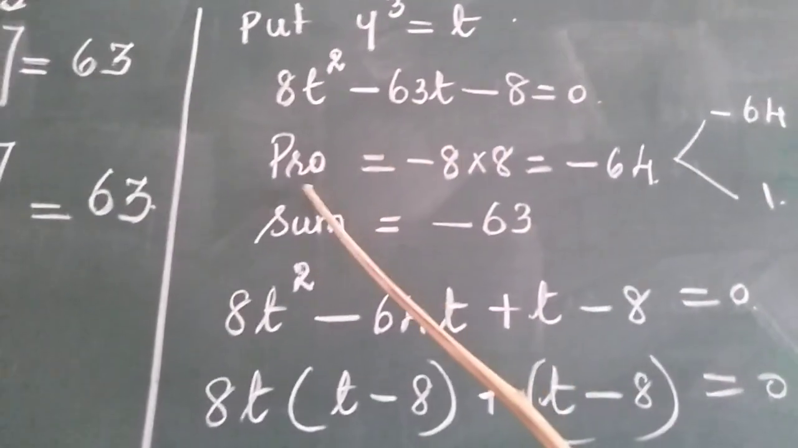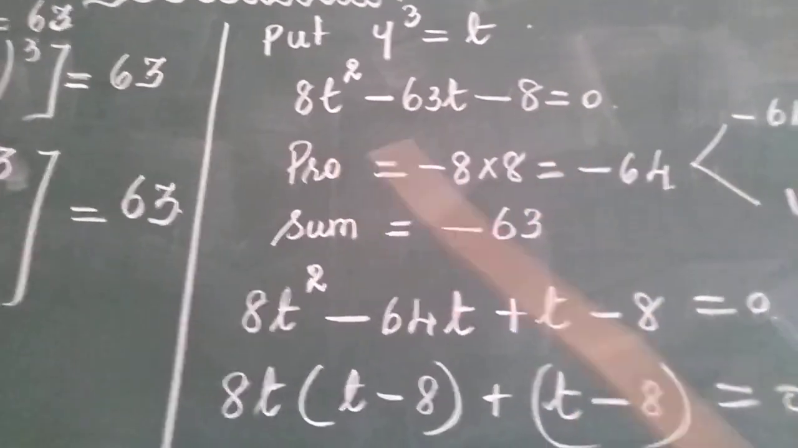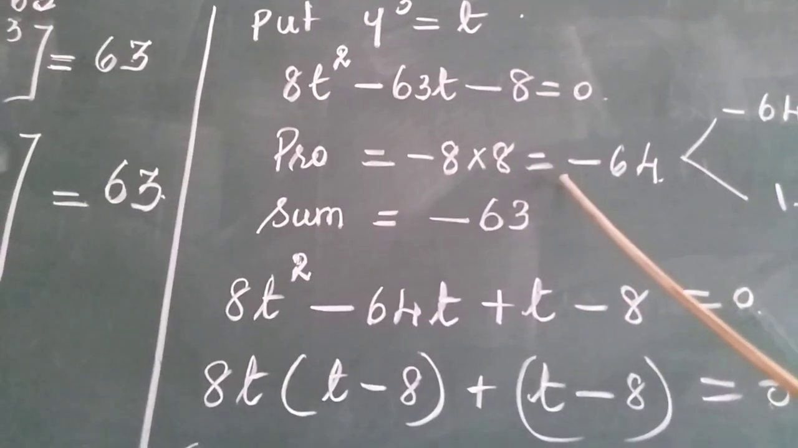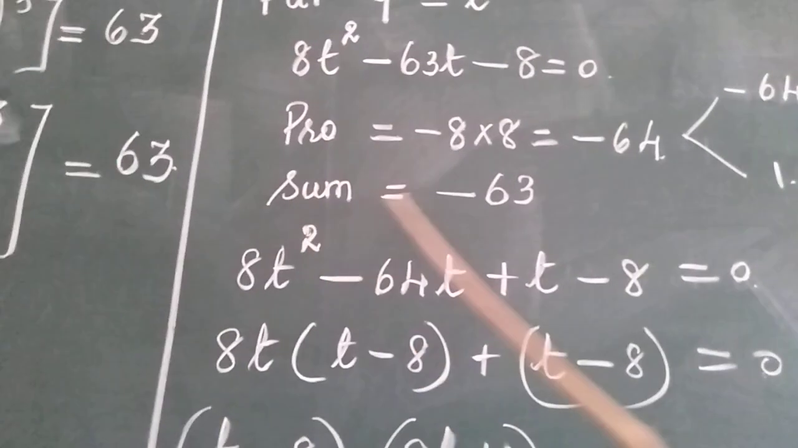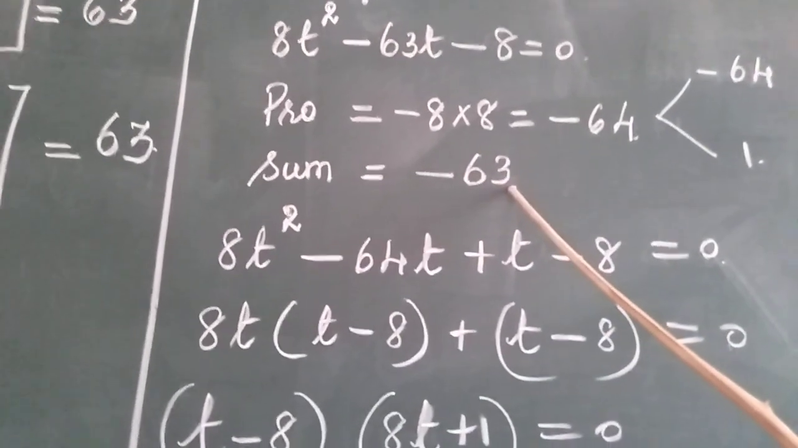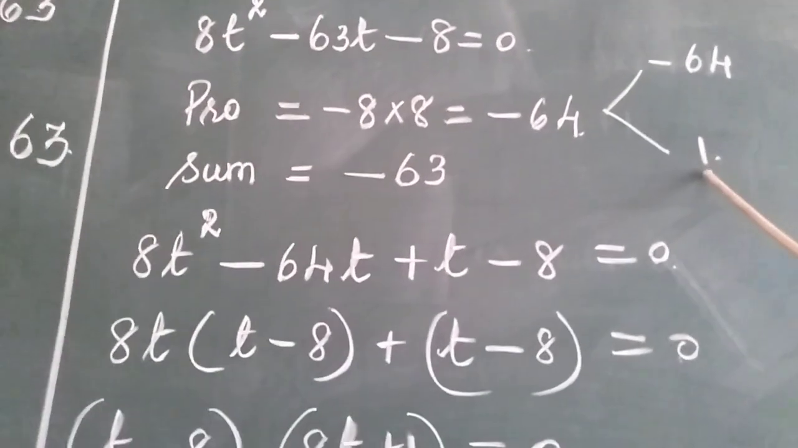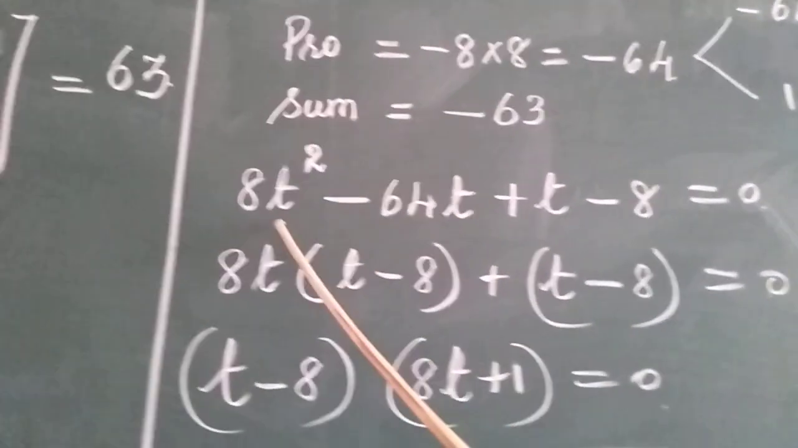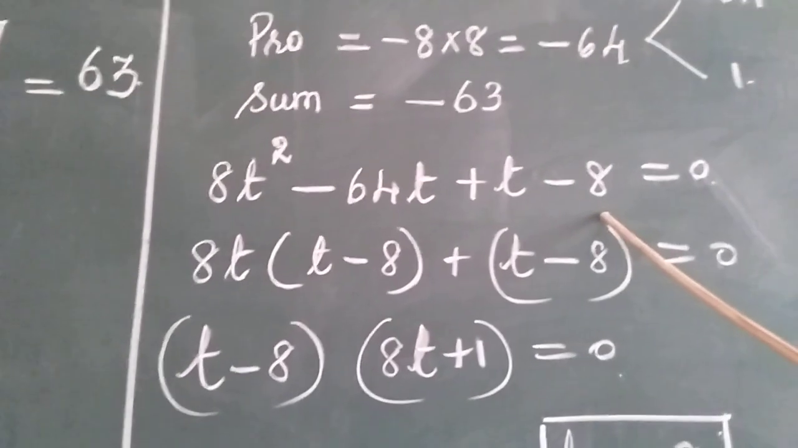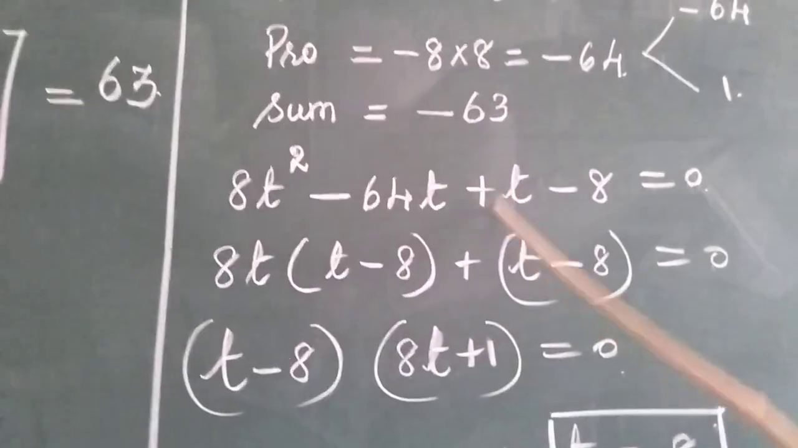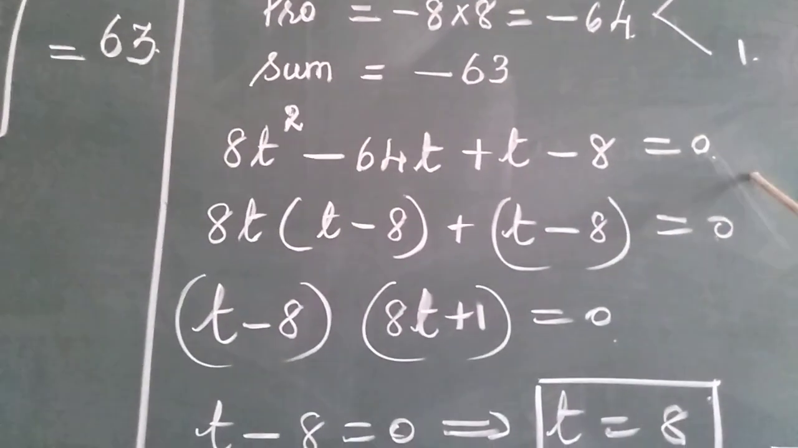Now we are going to factorize this one. Here the product is equal to minus 8 into 8, which is minus 64. The sum is equal to minus 63. The two numbers supposed to be minus 64 and plus 1. Now we are splitting and writing the equation, 8t square minus 64t plus t minus 8 is equal to 0.